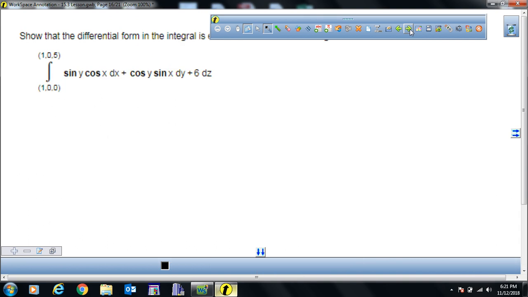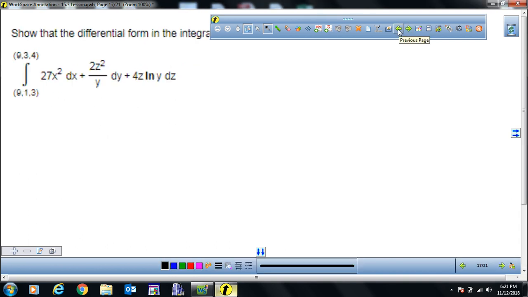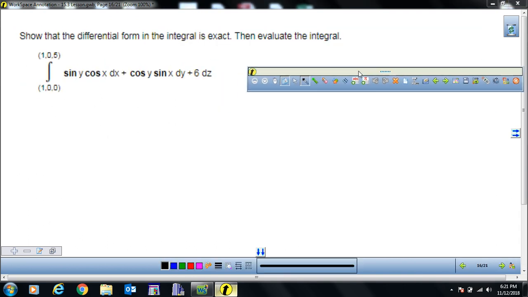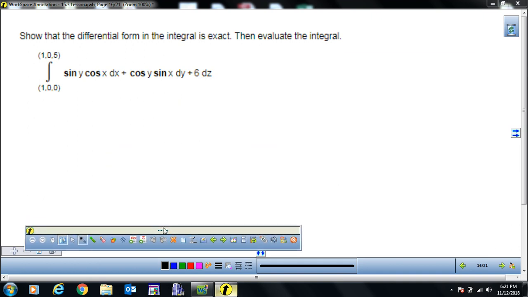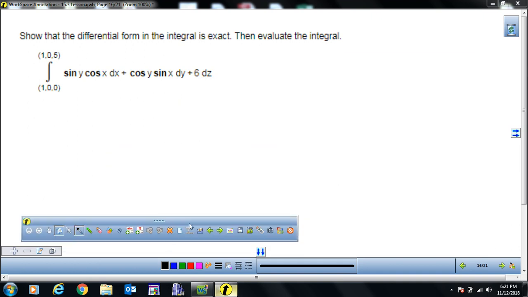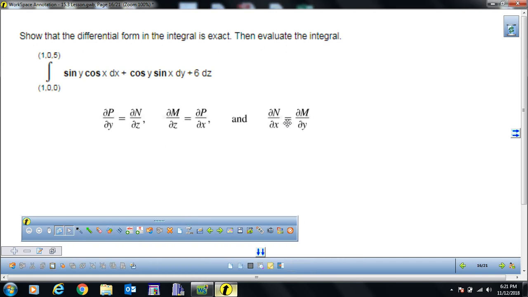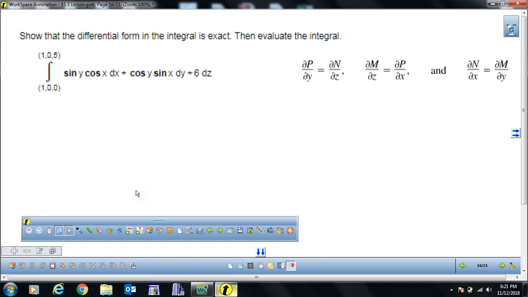Next. We're going to do another one like that. Show that the differential form in the integral is exact. To show that it is exact, we need to prove that this field is conservative. That's what we need to do. So let's do the same thing.